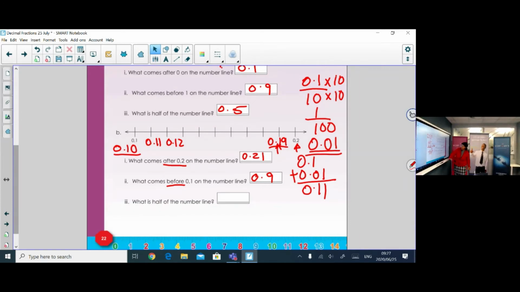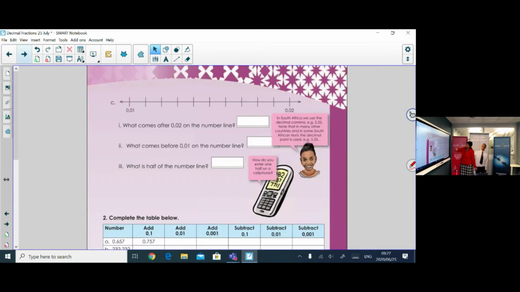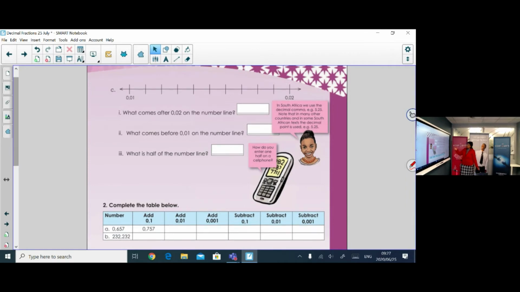What is half of the number line? Half, it's like 1, 2, 3, 4, 5 here. So this is 3, 4, 5. It's like 0.15. If you count 12, 13, 14, 15, but we remember to put in our decimal number. The same will come here. We have seen the pattern here that if you go to the next one, it's a 0.01.